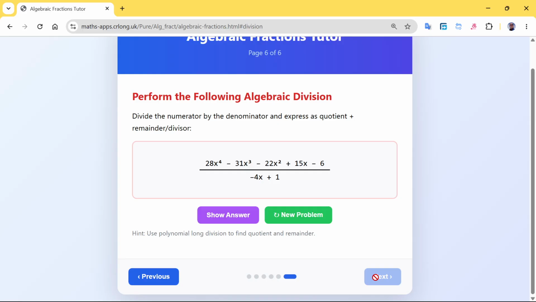And that's the end of the options you have currently available under algebraic fraction testing.